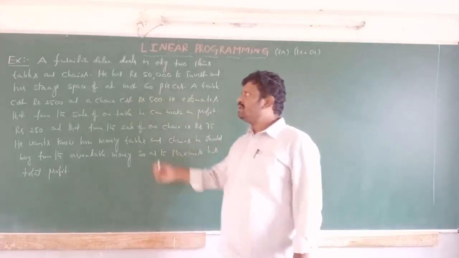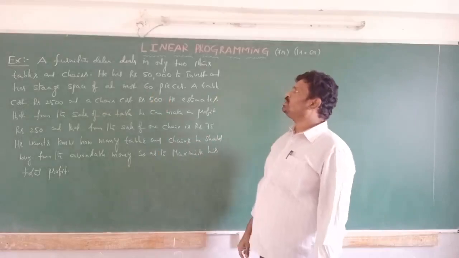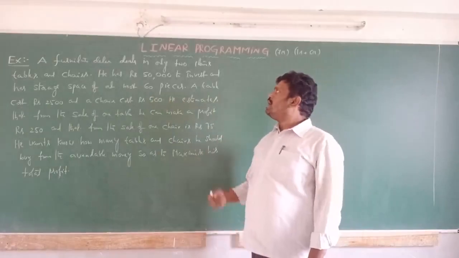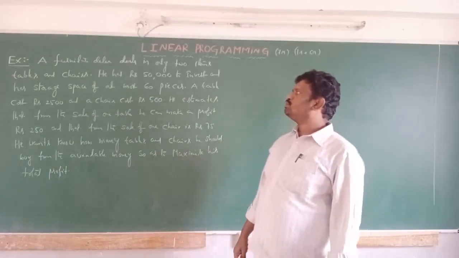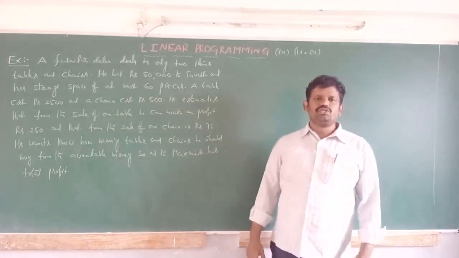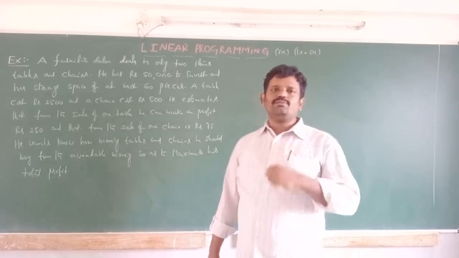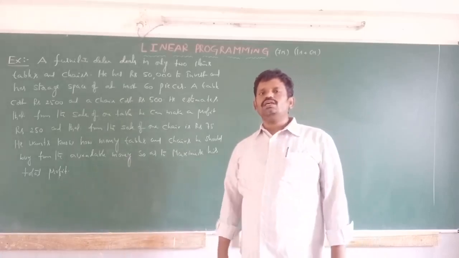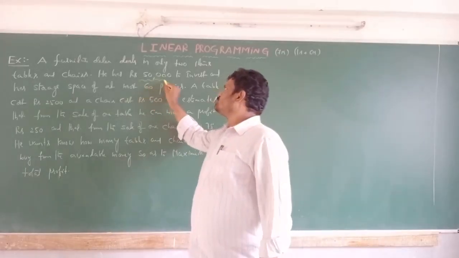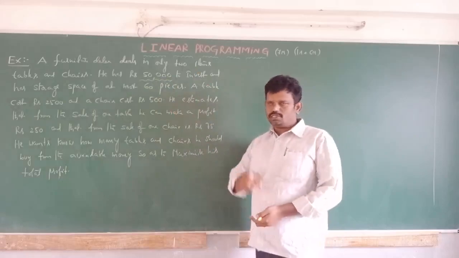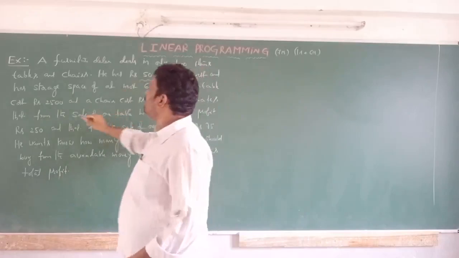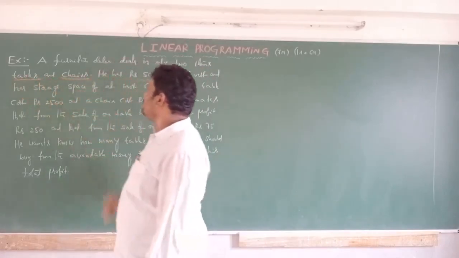See now here what is given: a furniture dealer deals in only 2 items, a table and a chair. He has 50,000 rupees to invest and storage space of at most 60 pieces. So one person wants to start a furniture shop business. Therefore he wants to buy 2 items only, tables and chairs. He invested 50,000 rupees to start that business. He selected only 2 items, tables and chairs.